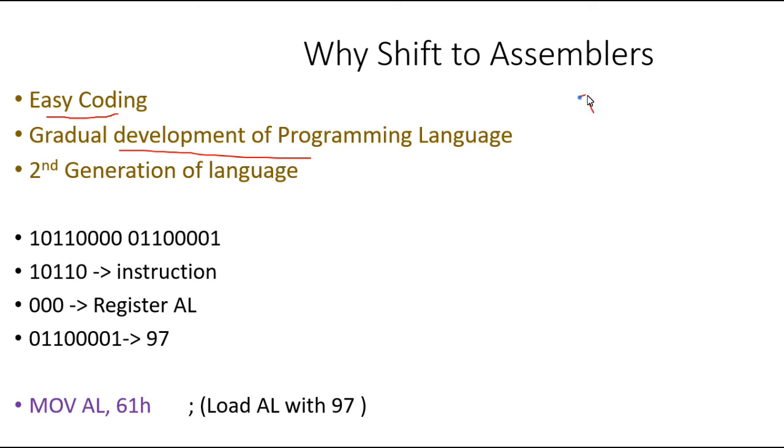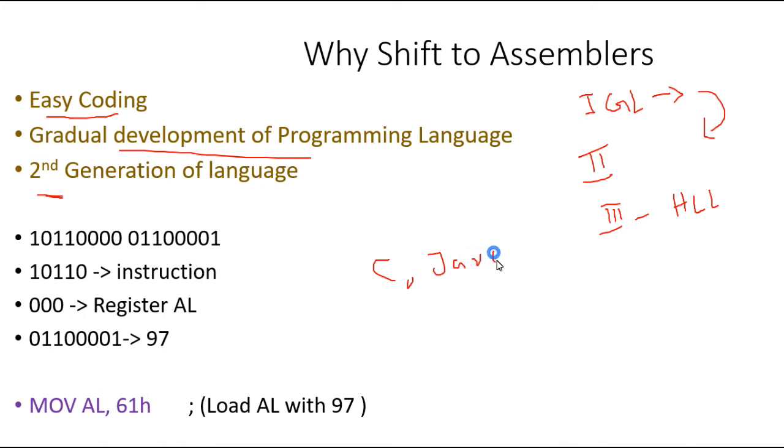The first generation of programming language was the binary codes or machine language, and due to its difficulty, we moved to the second generation of language, which is called assemblers. From assemblers, we moved to the third generation of language, commonly referred to as high level language. Maybe you are familiar with the term HLL, which refers to high level language. So we have C or Java or such languages, which are high level languages.